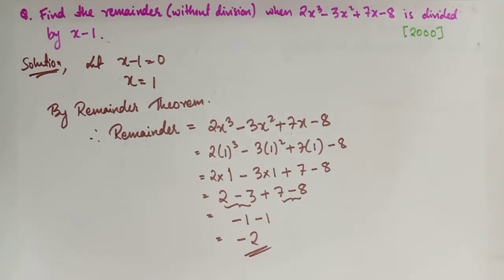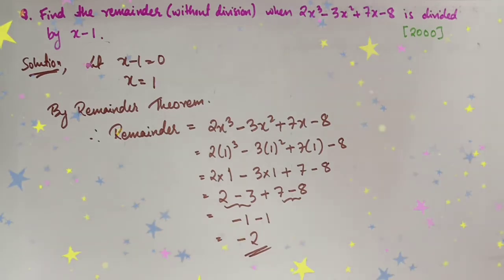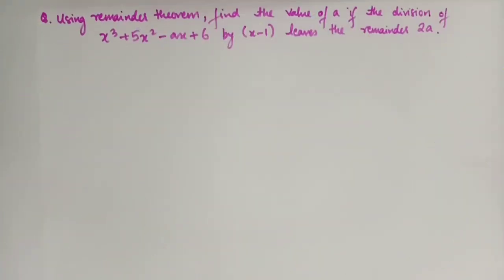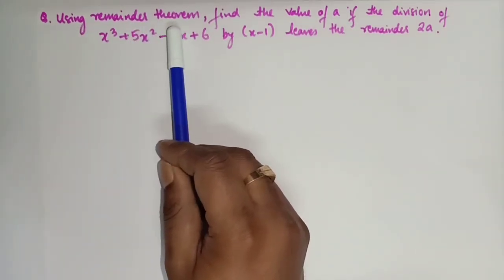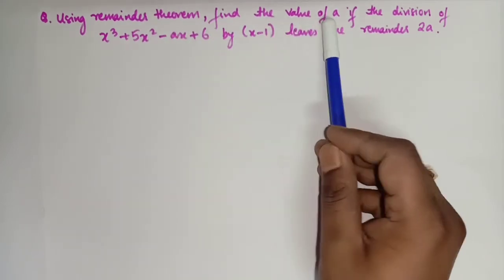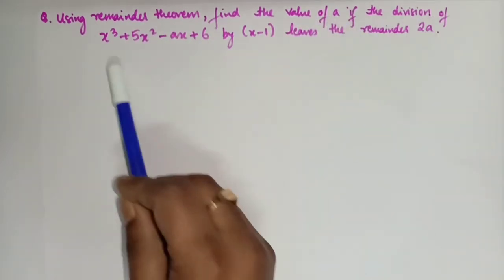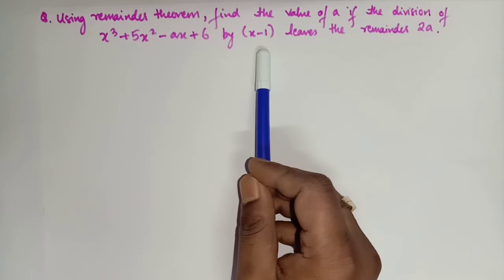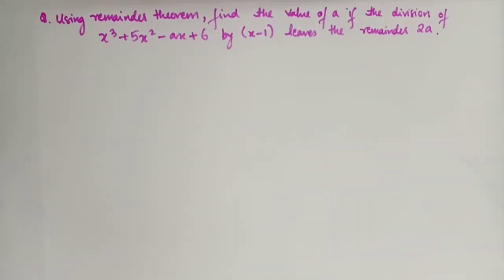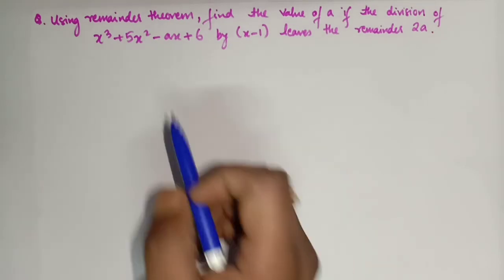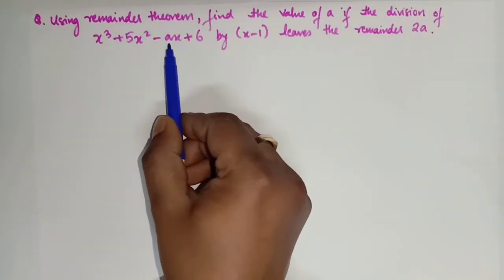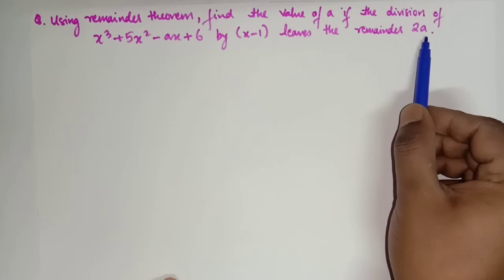So this carries 3 marks. Here comes another important question. You can see here, using the remainder theorem. They have already told us to use the remainder theorem. Find the value of a if the division of this by x minus 1 leaves the remainder 2a. This is a slightly different type of question. We have to find the value of a, and they have given us the remainder 2a.